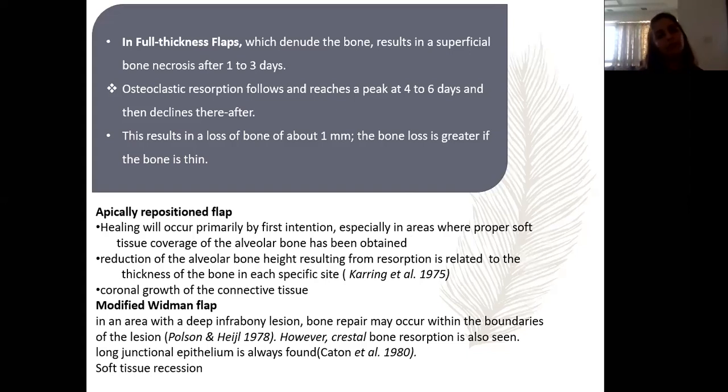And over a period of a couple of months and years, there has been coronal growth of the connective tissue, which by Lang et al. has been proposed to be almost 1 to 3 millimeters. With modified Widman, in an area with deep infrabony lesion, some amount of bony repair. So you essentially have healing by long junctional epithelium with some amount of crestal bone resorption, some amount of bone repair that will depend on the nature of the bone defects. So you have 2-walled and 3-walled, which will show some amount of repair.